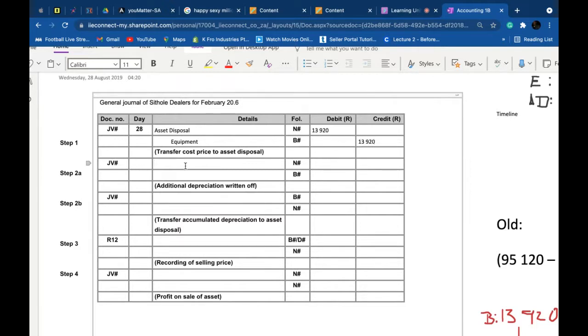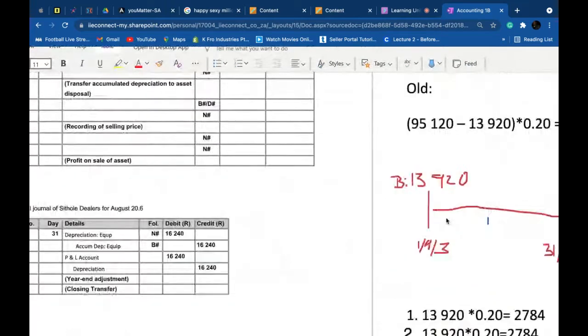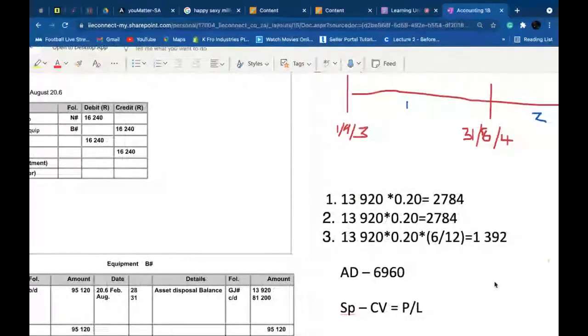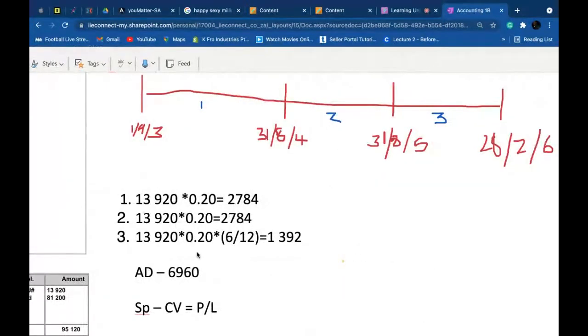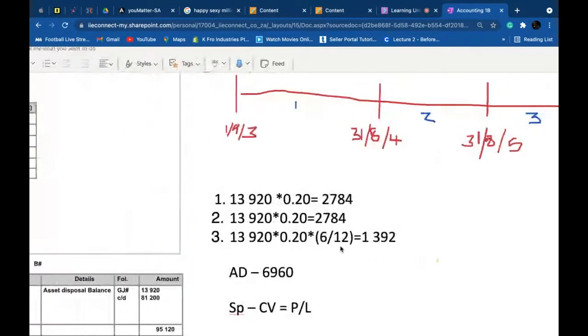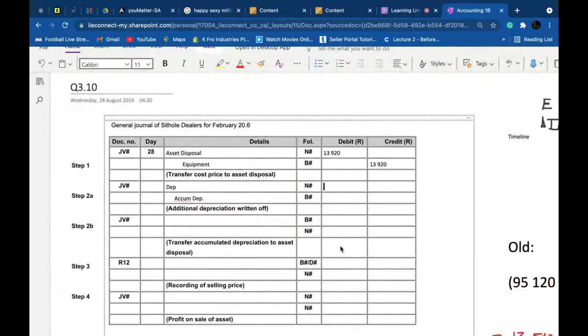Cool. Then step 2A, remember, because we disposed of this asset in the middle of the year, during the course of the year, 28 February, we then have to do the depreciation adjustment. So we know that we're debiting depreciation and we're crediting accumulated depreciation. The accumulated depreciation that we had for that last period, the 6 months, was the 1,392. So that's what we're plugging in there.